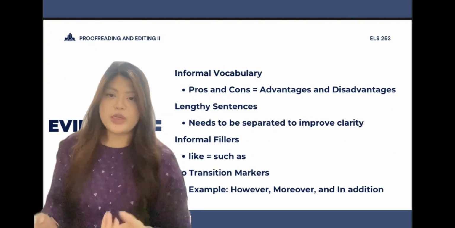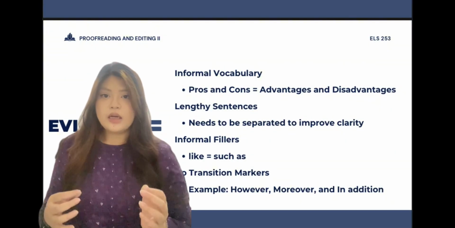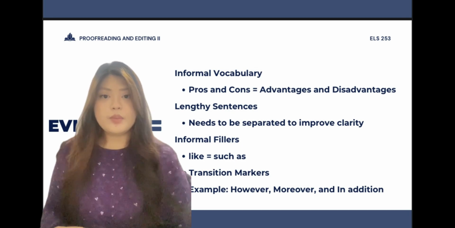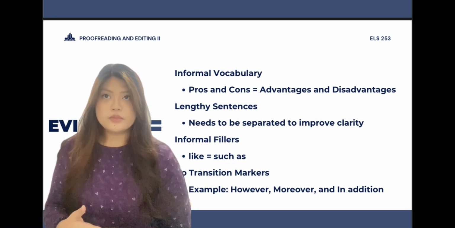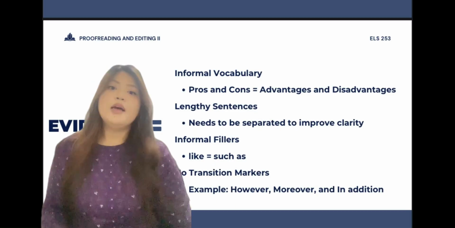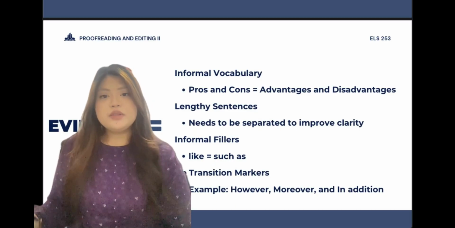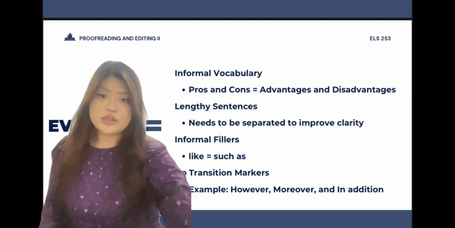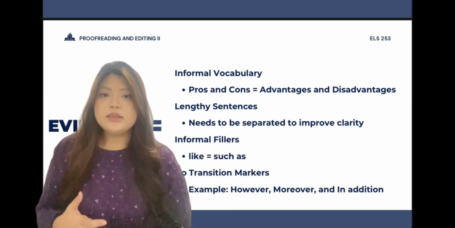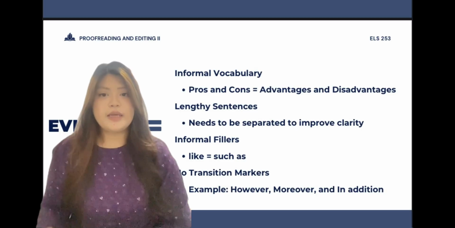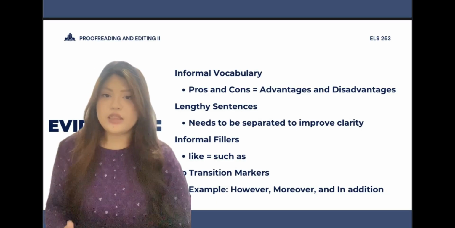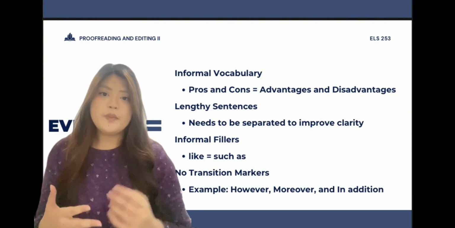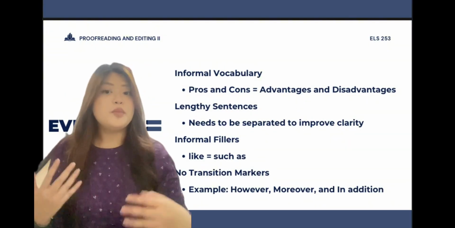Replace informal expressions with academic alternatives. For example, instead of using "like", they can use "such as" to make it more appropriate for formal academic writing. Other than that, instead of using "pros and cons", they can use "advantages and disadvantages". Last but not least, they can use transition markers like "however", "furthermore", or "in addition" to connect the ideas smoothly. This will help make the writing more formal, organized, and professional.